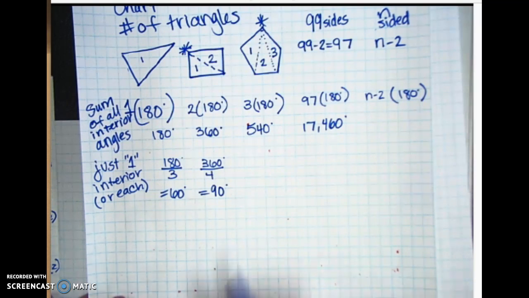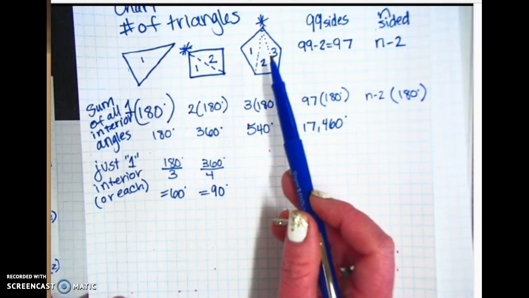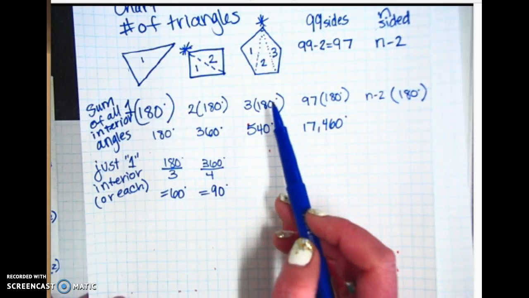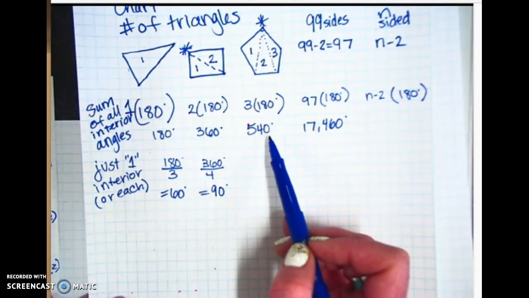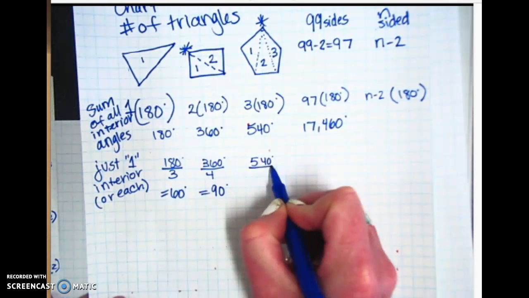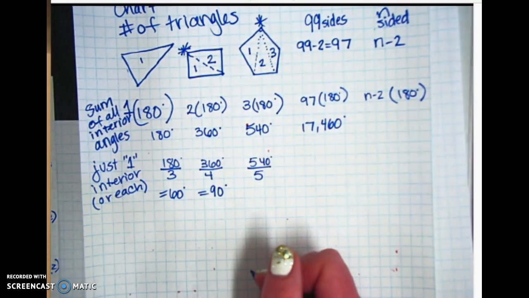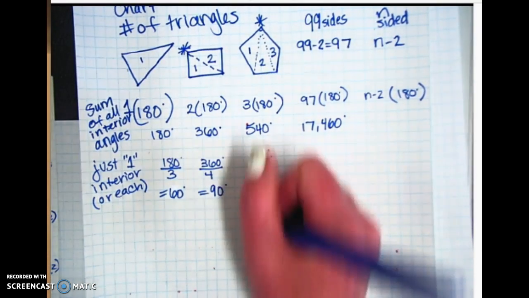Okay? Now let's do a pentagon. Pentagon has 5 sides. We divided it into 3 triangles, got the total degrees by multiplying by 180. So we take that number and divide it evenly by the number of sides, which was 5. And what did I get? 108.